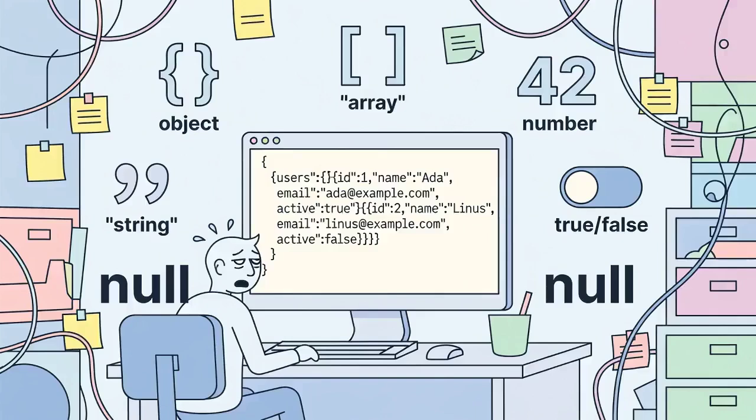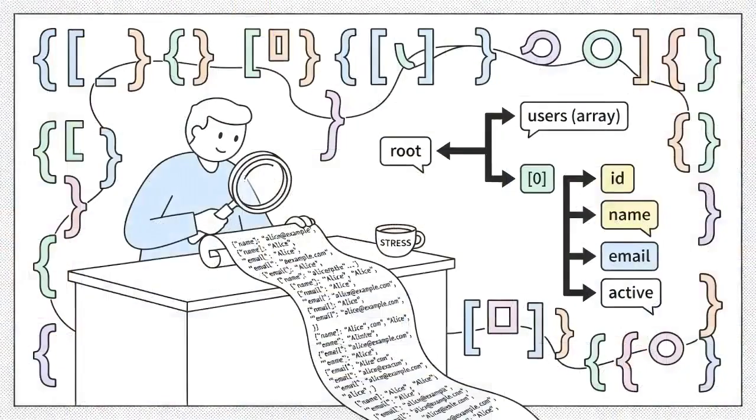You curl an API. You get this. Now what? JSON, JavaScript Object Notation, is the universal structured data format. Objects with key value pairs, arrays of items, strings, numbers, booleans, and null. Real JSON is nested. Objects inside arrays inside objects, sometimes 5 levels deep.